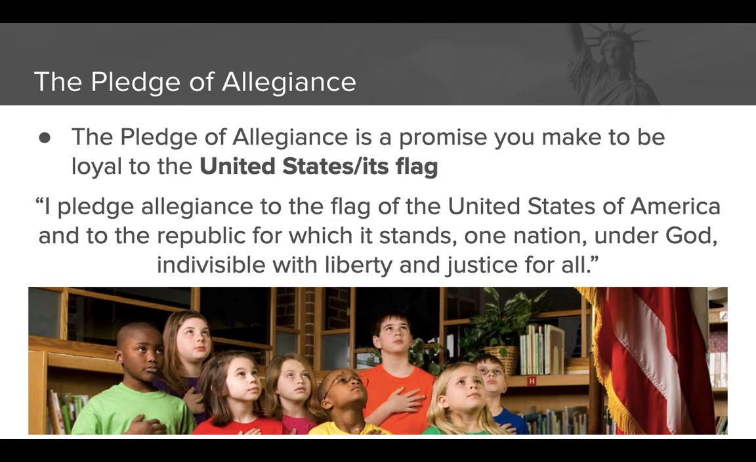And if you know this first part of it, I pledge allegiance to the flag of the United States of America, then you know the answer to the question about the Pledge of Allegiance that could come up on your naturalization interview. It is a promise to be loyal to the United States and to its flag. Okay, so now we're just going to do a quick quiz over that last chunk of the new information.